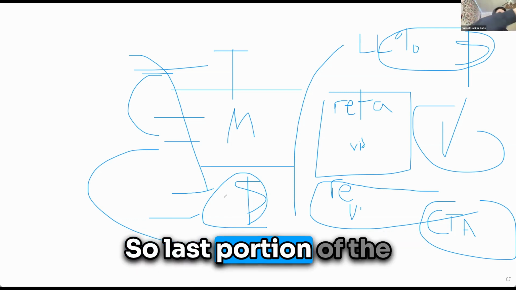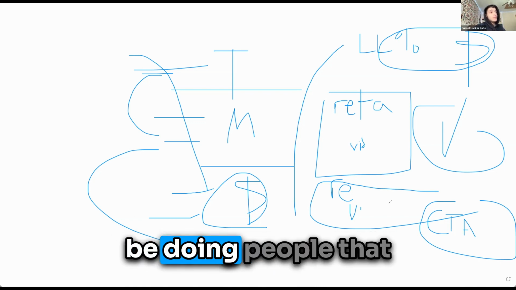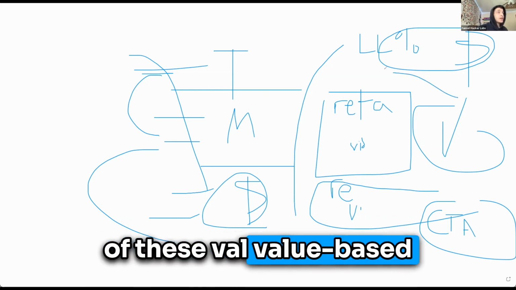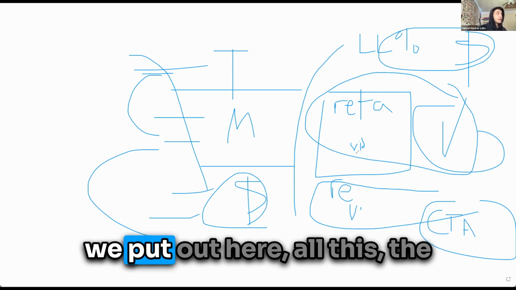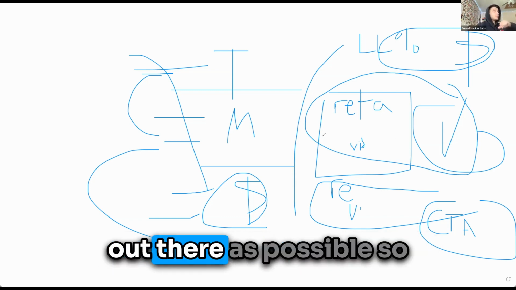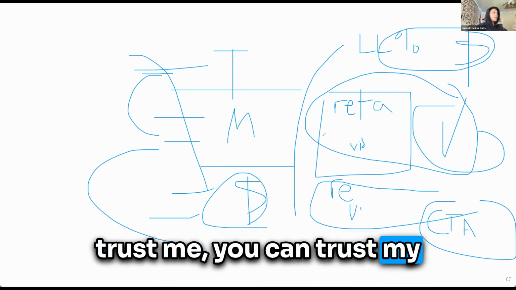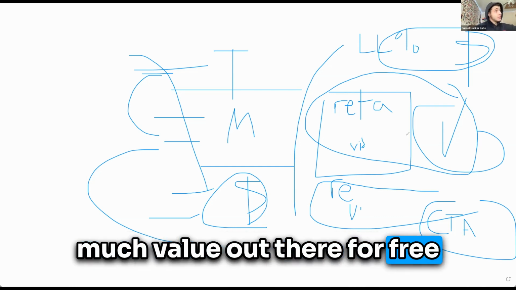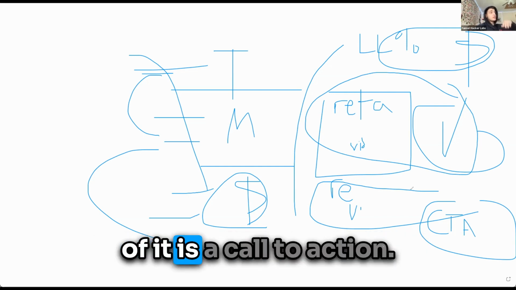So the last portion of the funnel is you're going to be targeting people that have seen maybe a through play of these value-based contents over here. These videos and reels that we put out here. The entire point of this middle of the funnel is to put as much value out there as possible, so that you can convince these people that they can trust me, my face, my logo, because I'm giving you so much value out there for free. The very bottom portion of it is a call to action.